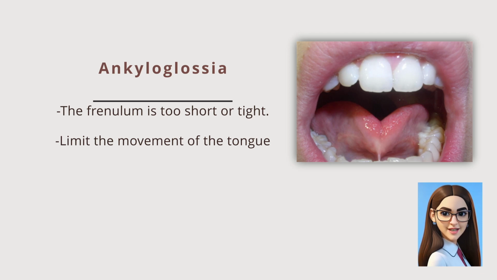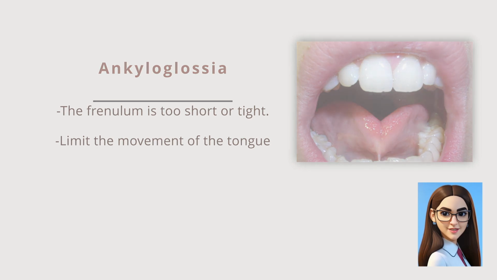While some babies with ankyloglossia may not experience any problems, others may have difficulty breastfeeding or may experience speech problems as they get older. If ankyloglossia is causing problems, it can often be treated with a simple procedure called a frenectomy, where the frenulum is clipped or removed. This is usually a quick and relatively painless procedure that can be done in a doctor's office.